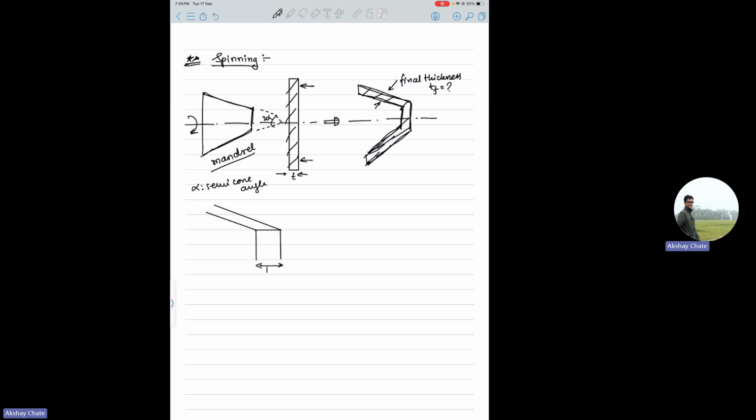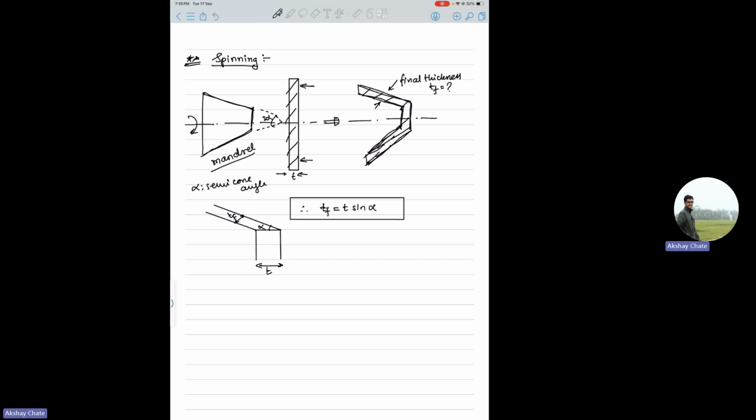So this will be your initial thickness T, this will be your semicone angle alpha, and this will be your final thickness TF. So from trigonometry you can write your final thickness is nothing but T into sin alpha. So sometimes this kind of questions are also asked from spinning. And spinning is also again compression and stretching and tension, everything is there. Then there are different types of forming processes, but we'll not go there because it is not required.